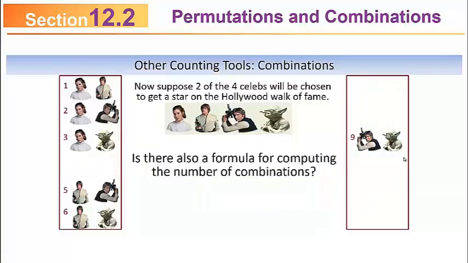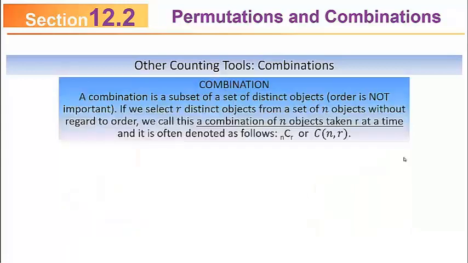The order doesn't matter. Is there a formula for that? Yes, there is. It has to do with the combination. A combination is a subset of a set of distinct objects where order is not important. If we select R objects from a set of N objects without regard to order, we call this a combination of N objects taken R at a time, and it's often written exactly as for a permutation, except we use capital C instead of capital P. So we can put the capital C there with the subscript of N on the left and R on the right, or we can write capital C with N comma R in parentheses. So the capital P for permutation changes to capital C for combination.